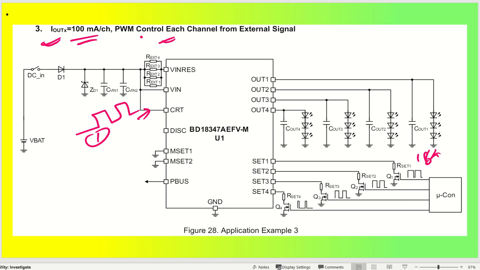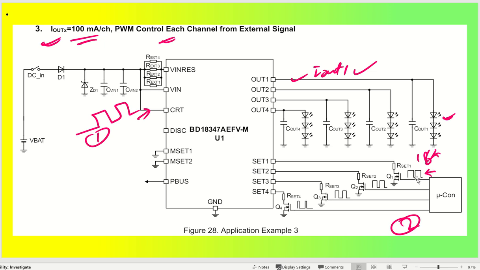The second method is, for each of the set pins, you can switch the R set value on or off. Once you switch off the R set value at the I set pin, it is going to come up as a PWM signal. When it is high, the MOSFET will be switched on, and this is how the current will be set in that channel. Once the current is set, the output current I out 1 will be available, and this is how the LED will be glowing.